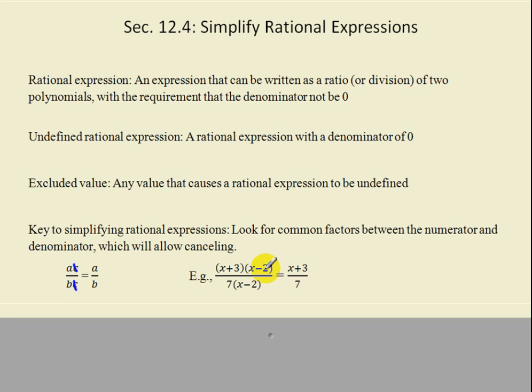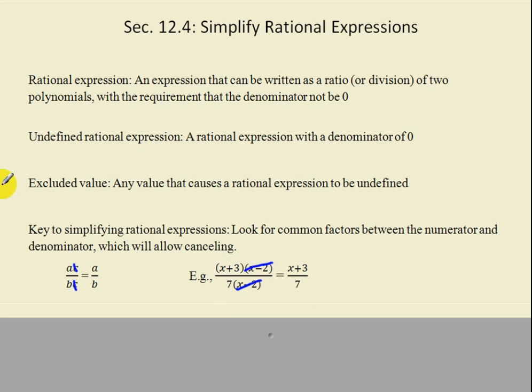and then this will simplify to a over b. So here's an example where we have x plus 3 times x minus 2 over 7 times x minus 2. We have this common factor here of x minus 2, and so we can cancel that binomial x minus 2 in both numerator and denominator, and we end up with a simpler expression here of x plus 3 over 7.